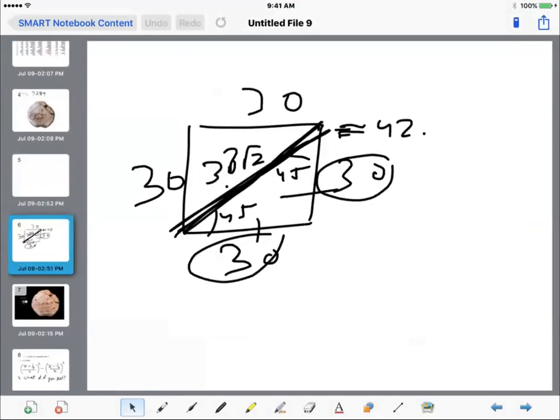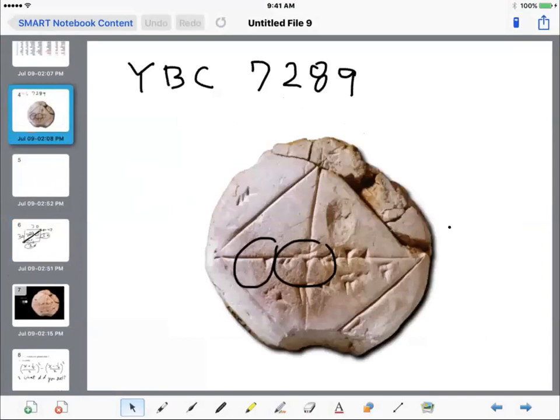So that is what that other number means. Basically, the YBC tablet has 30 here, which is the length of the side of the square. It has this thing, which is 1, 24, 51, 10, their approximation for the square root of 2. And underneath, it has the 42, 25, 35, which is the length of the diagonal of this diamond or this square. And that's what YBC 7289 is.